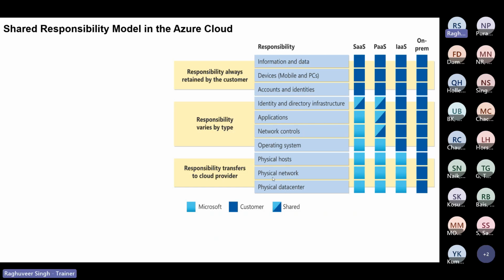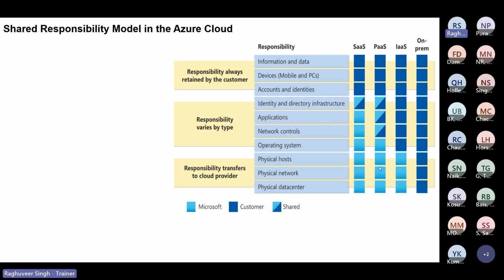It is Microsoft's responsibility. So they are responsible to put in place appropriate measures to safeguard the data center, which includes electric wall fencing, CCTV cameras, guards, biometric devices. All that comes under physical data center security, perimeter security, whatever you call it. That is the responsibility of Microsoft. You can see in the IaaS, which is infrastructure as a service. However, in on-premises, it is the customer who is responsible for it.